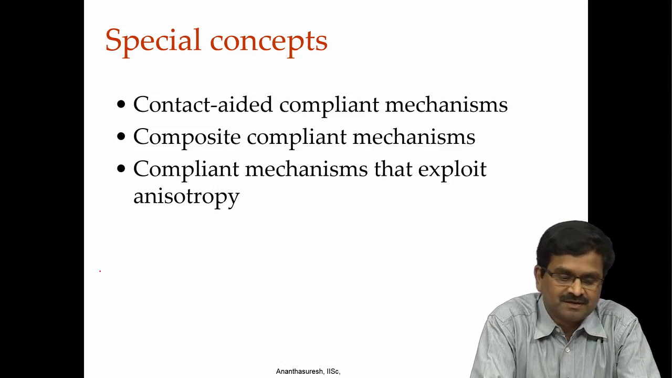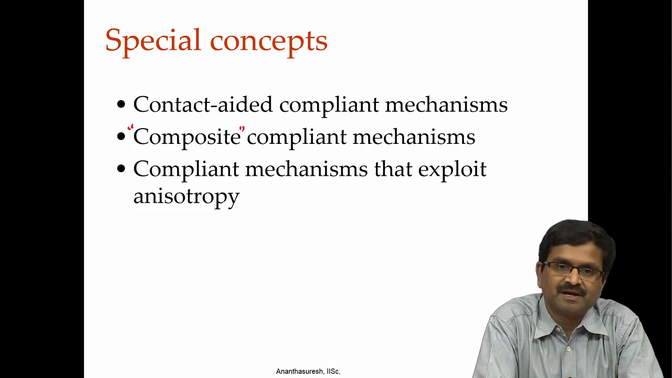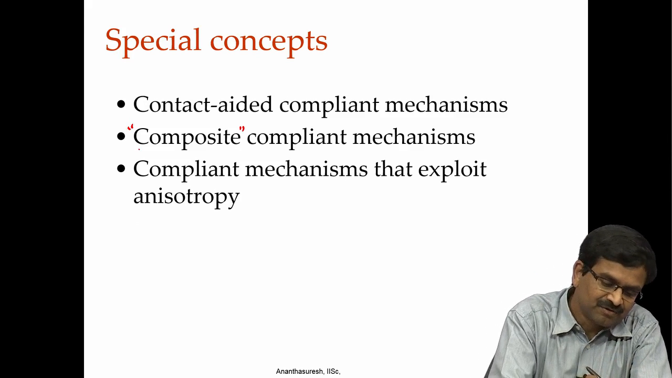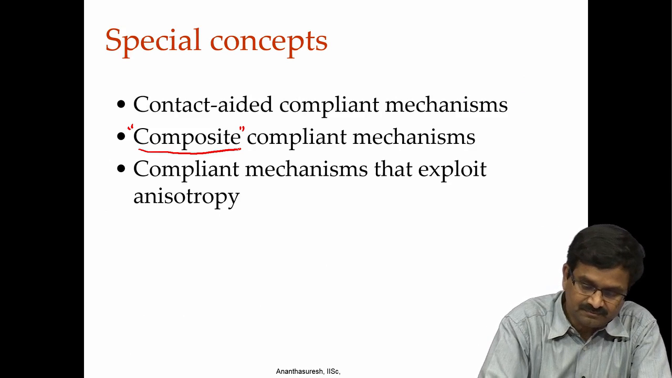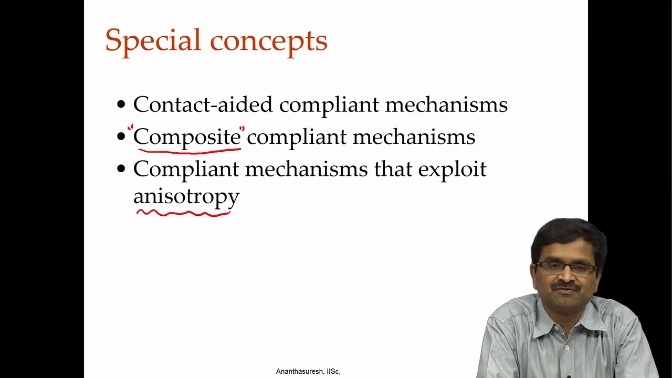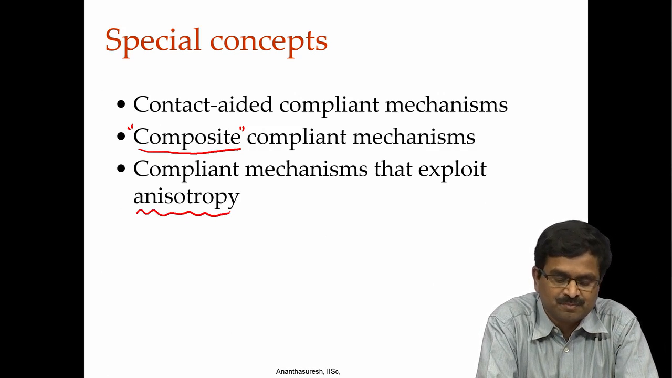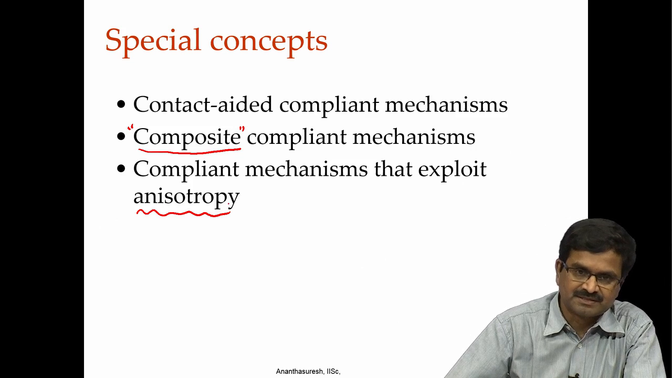And the second one is what we call, I should actually put quote unquote, composite compliant mechanisms. By composite here we do not mean that the compliant mechanism is made of composite material, which one can very well make, but here what we mean is combining two or more compliant mechanisms to achieve some unique functionality. And third one is using anisotropic properties of material to explore new avenues in compliant mechanisms. So, these are the three things that we will discuss today.